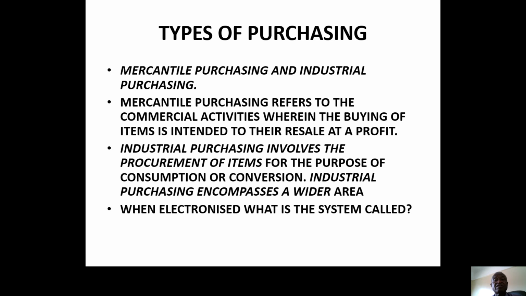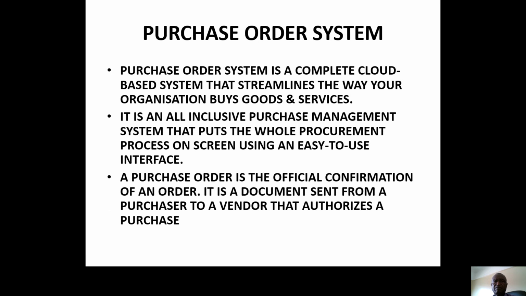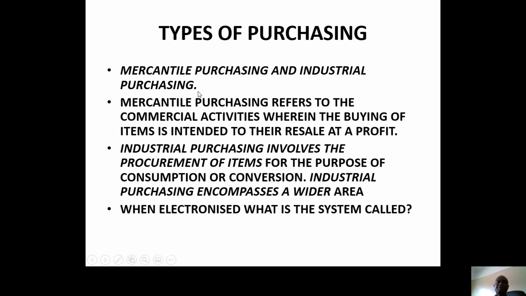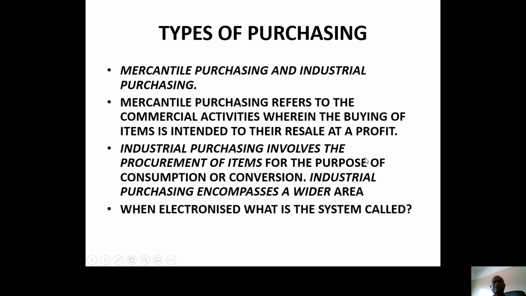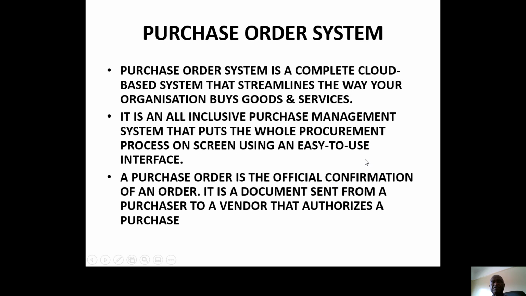Then the next one is industrial purchasing. This involves production, consumption and conversion, production of material. Right? So if we electronize these, what does it become? It becomes a purchasing order system.